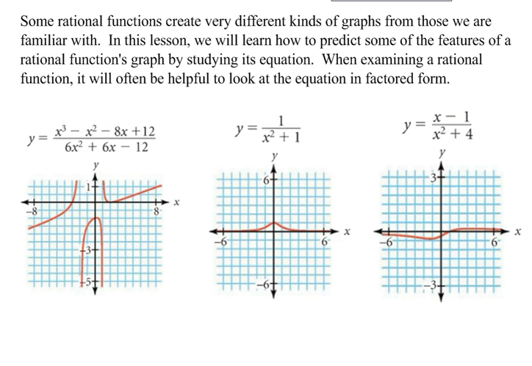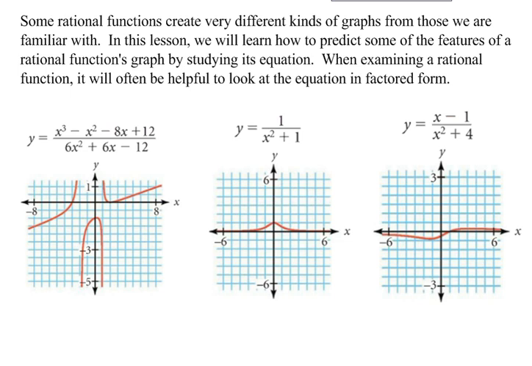Right, so you see 3 examples of some new rational functions on this slide. And some of them, actually all of them, are more complicated than the ones that we've looked at so far. The first one here, y equals x cubed minus x squared minus 8x plus 12 over 6x squared plus 6x minus 12. We have a cubic function on top and we have a quadratic on bottom. This is much more complicated than we've looked at so far. And look at the graph. It looks like it has 3 very different parts to it, including maybe some asymptotes in there. Much more complicated than we've seen so far.